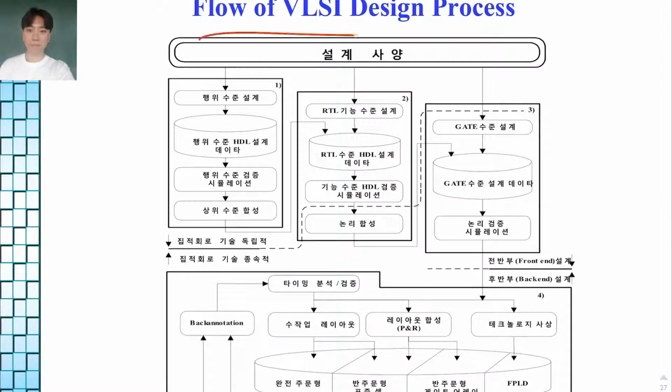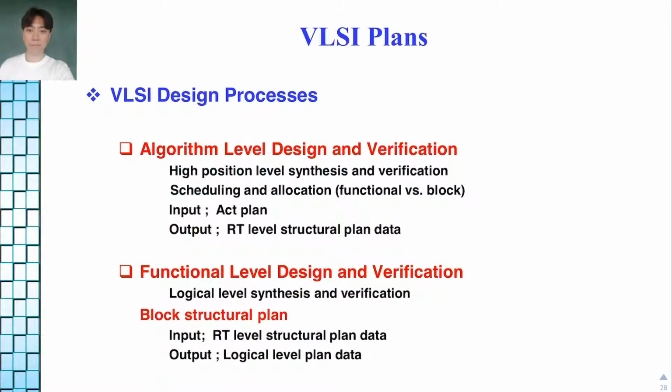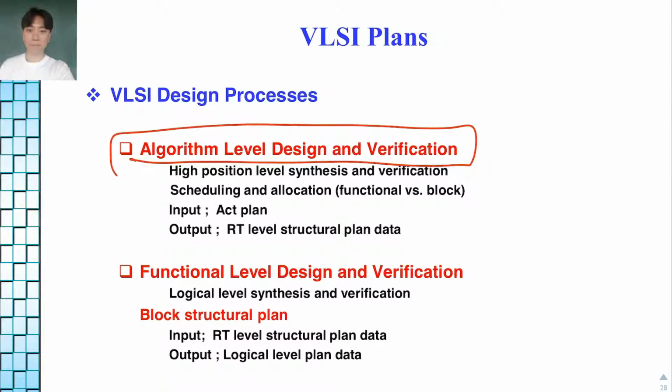And this figure shows the flow of the VLSI design process. This figure is front end design, and this figure is back end design. The VLSI design process consists of algorithm level design and verification. This is high level design and verification, scheduling and allocation, input and plan, output is RT level structure plan data.